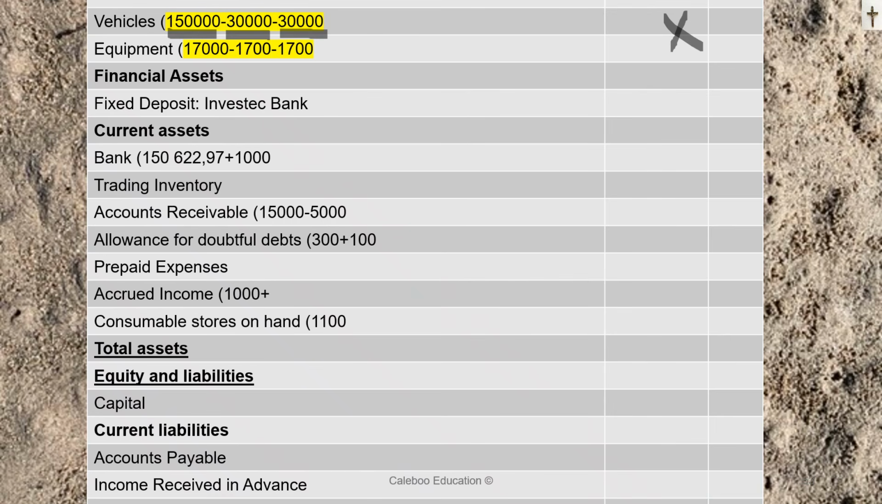minus the pre-adjusted trial balance accumulated depreciation, minus this adjustment. So let's call that year 1 and year 2. And the same with equipment. Equipment was 17,000 off the pre-adjusted trial balance, the cost price of equipment, minus the accumulated depreciation of 1,700 off the pre-adjusted trial balance, that's where I got that number from, minus the adjustment now at year end. So in here, you're going to have, in this case, vehicles 150,000 minus 30,000 minus 30,000 is 90,000, right?